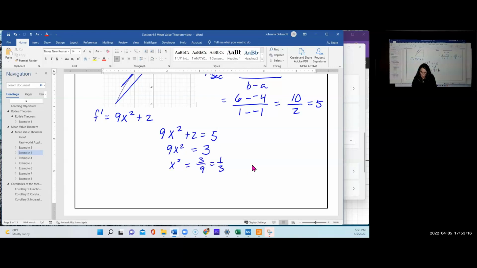When I take the square root of both sides, this time I have to include the positive or the negative. This gives me two values, 1 over the square root of 3 and -1 over the square root of 3. These are the two places where the slope of the tangent line is equal to the slope of the secant line.